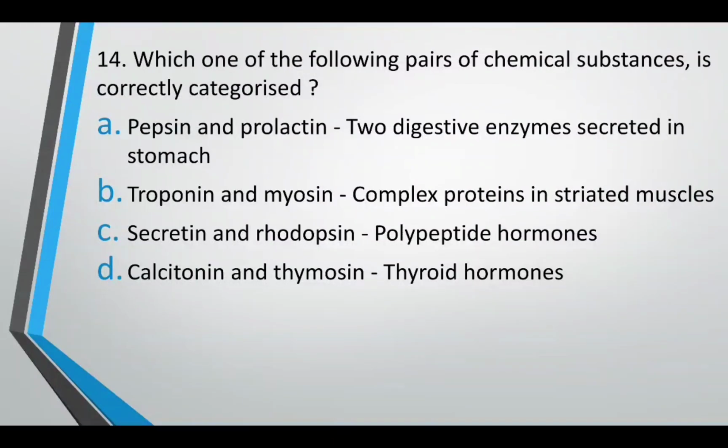Troponin, myosin, complex protein in striated muscle. Secretin and rhodopsin, polypeptide hormone. Calcitonin and thymosin, thyroid hormone. Correct answer is option B. Troponin, myosin, complex proteins in striated muscle is the correct one.